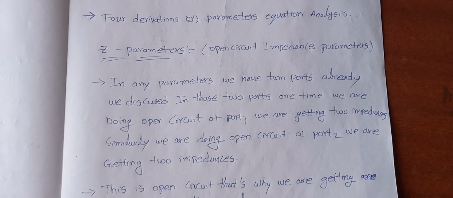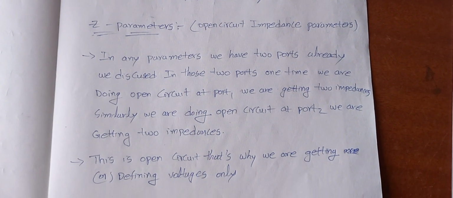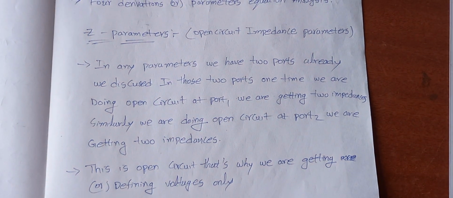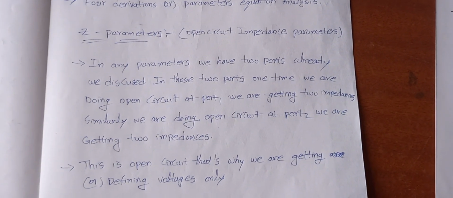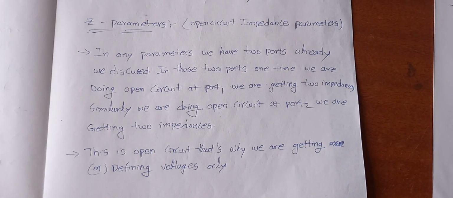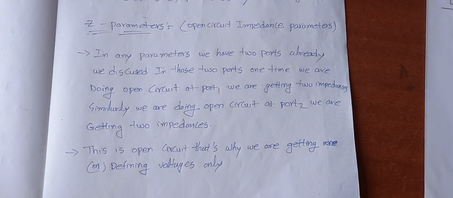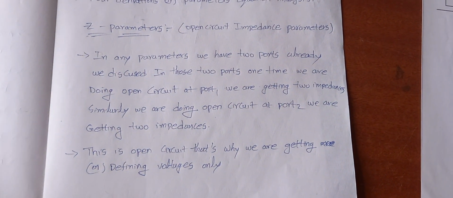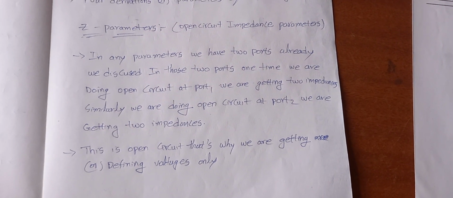In Z parameters we have 2 ports, already we discussed. So in these 2 ports, one time we are going to do an open circuit at port 1 and another time we are going to do an open circuit at port 2. So we are getting 2 impedances from each and every open circuit. So this is open circuit, that's why we are getting or defining voltages only.